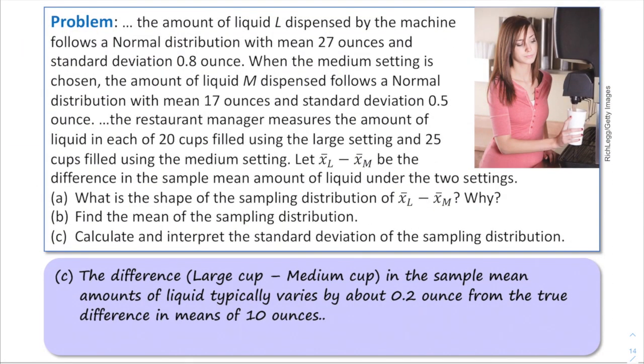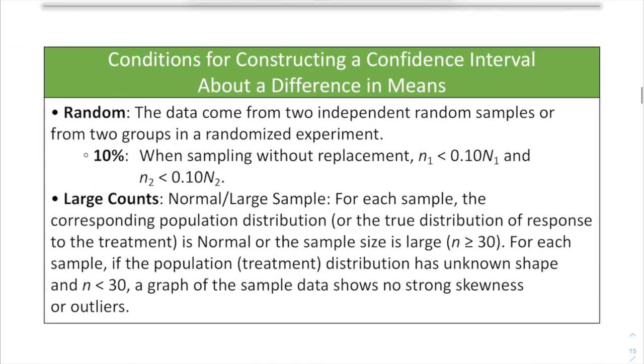All right, and so the value is 0.2, so what does that mean? The difference, large cup minus medium cup, in the sample mean amounts of liquid typically varies by about 0.2 ounces from the true difference in means of 10 ounces.